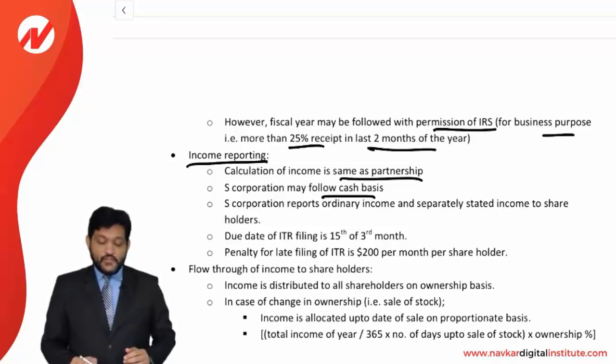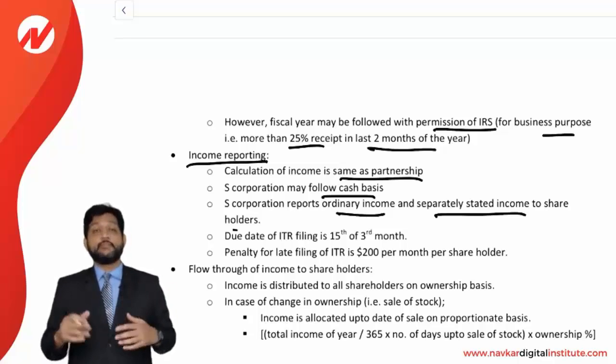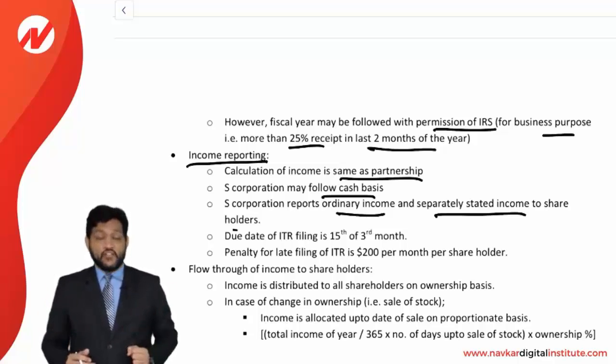An S Corporation reports ordinary income and separately stated income to the shareholders. As we have seen in the partnership, the same rule is there. Ordinary income and separately stated items, both will be reported separately by the S Corporation to the shareholders.